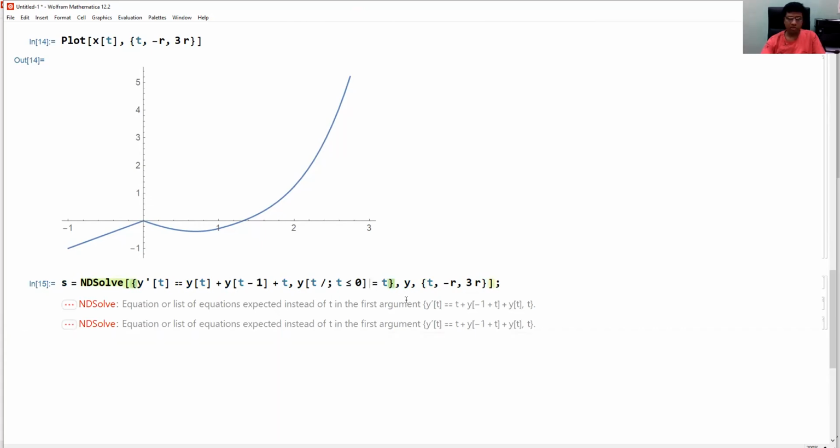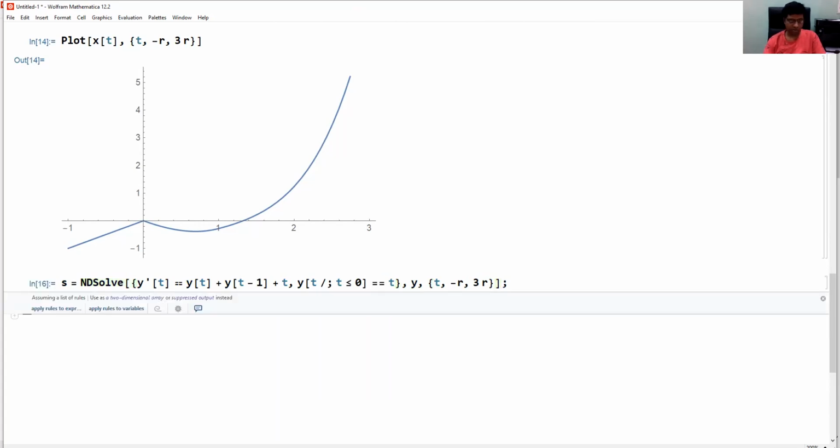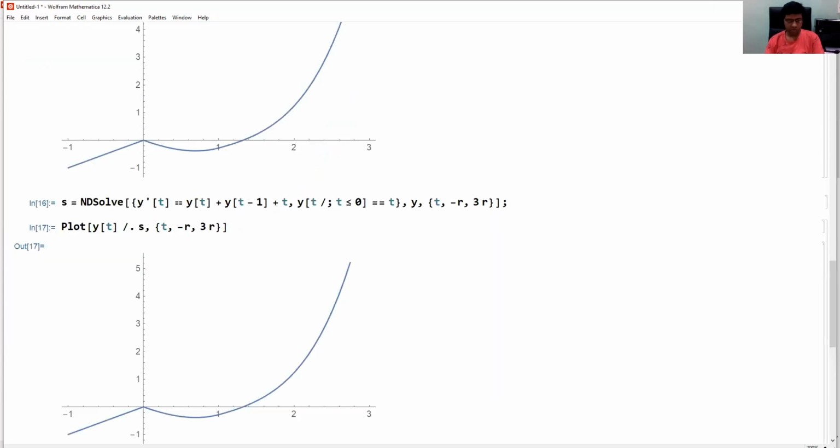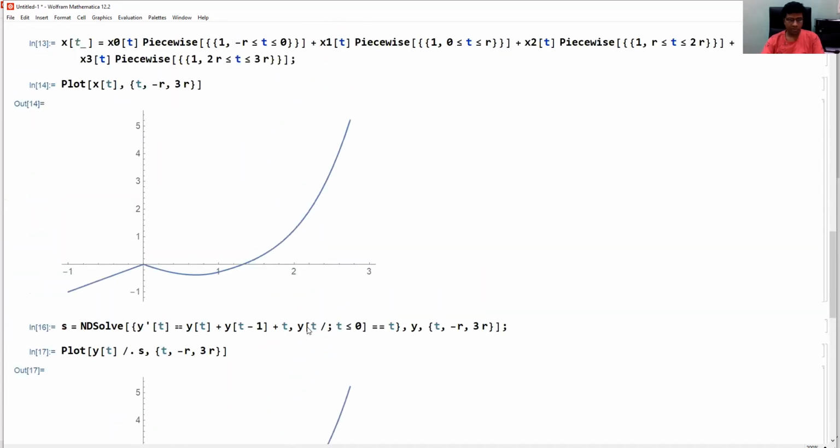Okay, here I should put equal to 2 times. Okay, now it is fine. Let us plot this solution. Plot Y of t. We are taking from this, so I should write replace all, that is slide dot s. Okay, and t from minus R to 3R. Okay, we are getting the same solution.